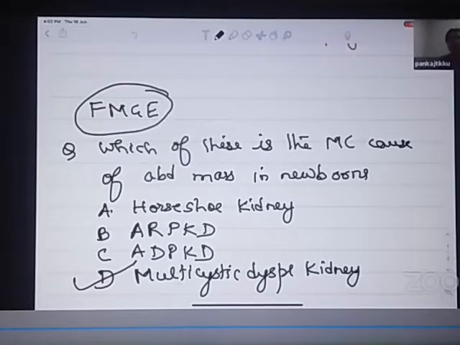So overall, the most common cause of abdominal mass in newborns is hydronephrosis. But if hydronephrosis is not one of the options, then the second most common cause of abdominal mass in newborns is a multicystic dysplastic kidney. And I just now told you multicystic dysplastic kidney also happens to be the most common congenital cystic disorder of the kidney.